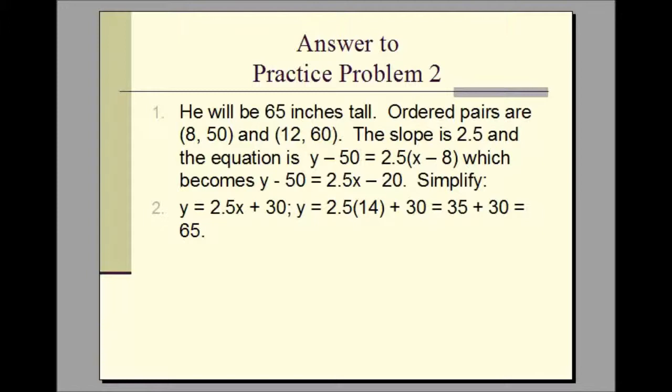Now we use this equation to actually answer the question. We're asked how tall he is at age 14. Therefore, we replace x with 14. This gives us y equals 2.5 times 14 plus 30, which gives us 35 plus 30, or 65 inches.